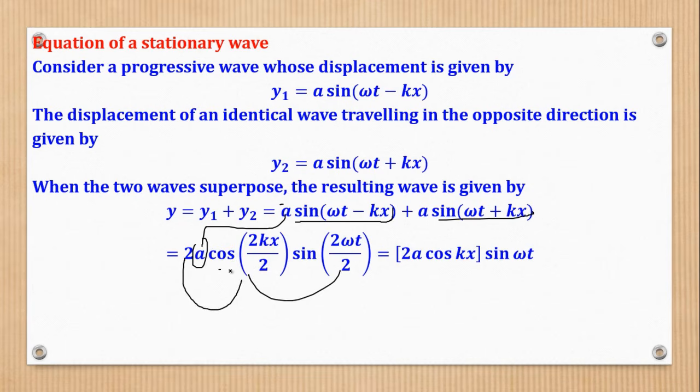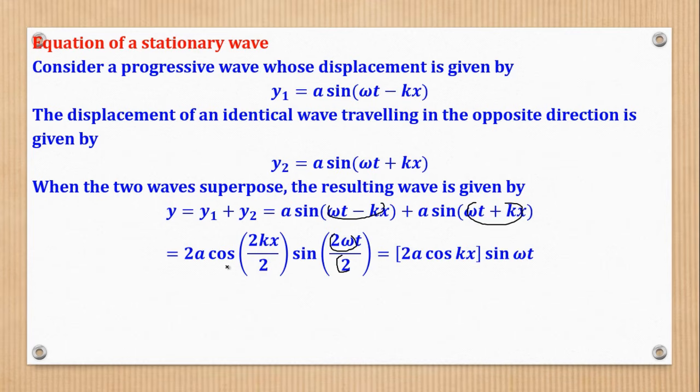Now how is cos coming about? For cos, you get this one minus this one and you divide by 2. You'll get a negative, but negative cos is the same as positive cos. That is why here we just have positive. Or to make it easier, you take this angle minus this angle to get 2kx, then you divide by 2. Then for sine you add this plus this, you come up with 2 omega t, then you divide by 2. What I've done is what we call the factor formula.